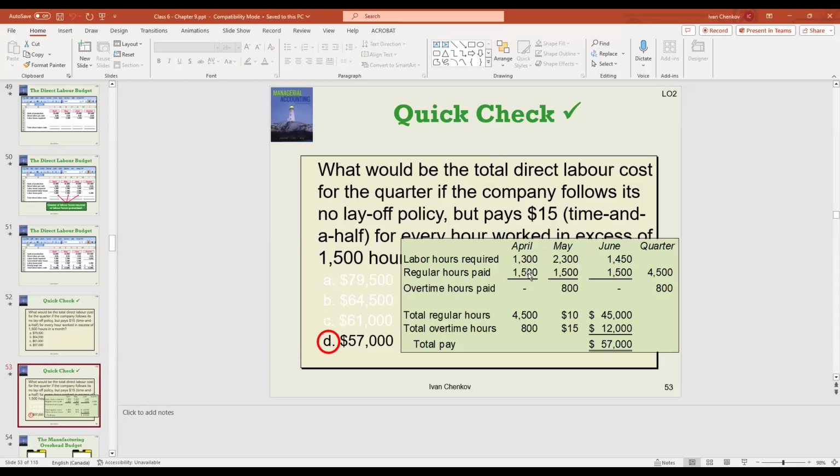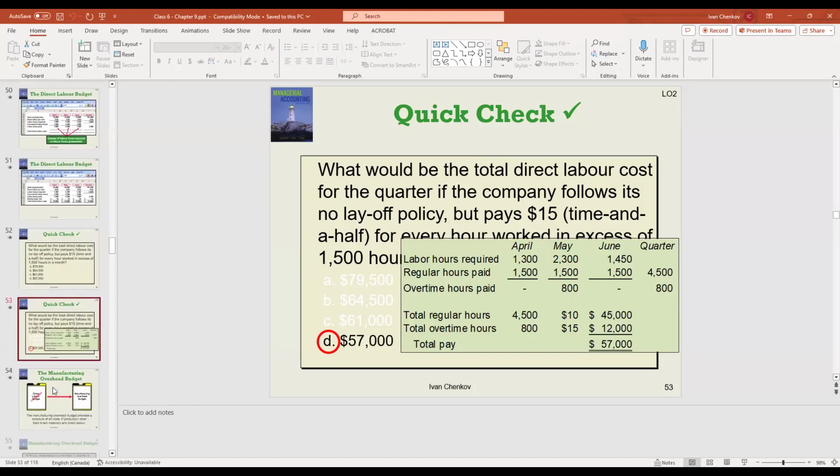They're checking the hours, which month you owe overtime, and then you're getting the total. Total is 5,300 hours. On the 4,500, you're paying $10. On the 800, you're paying $5. That's $57,000.